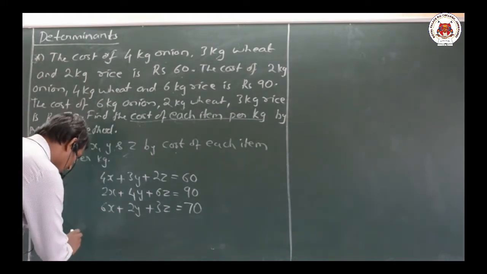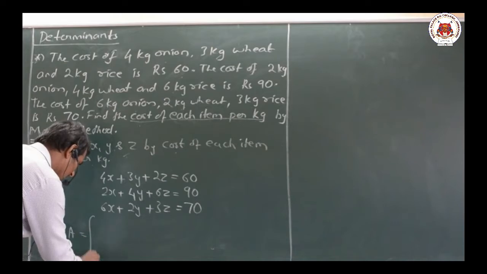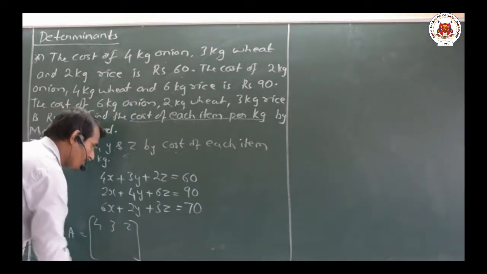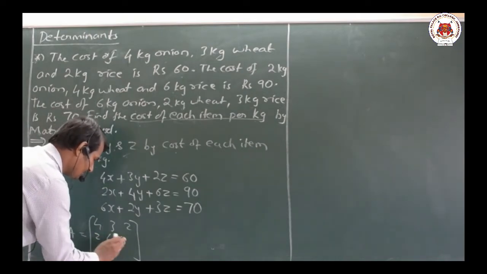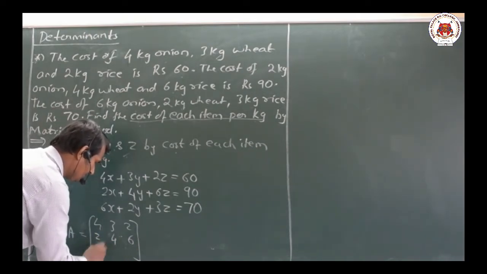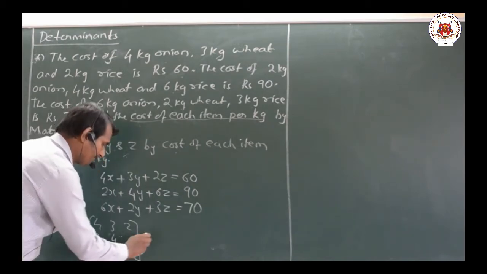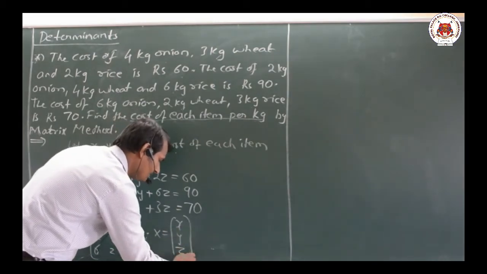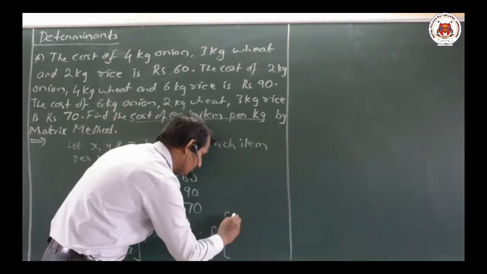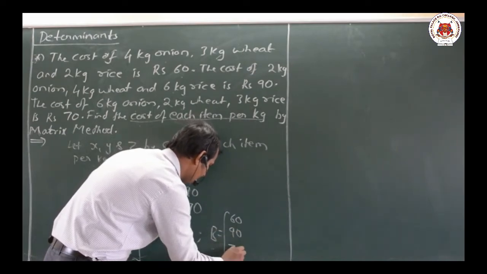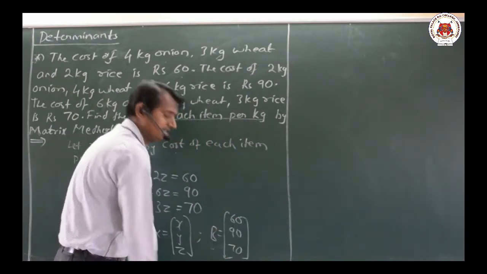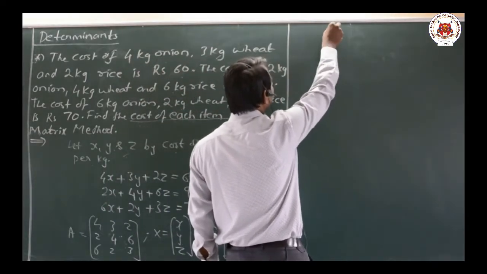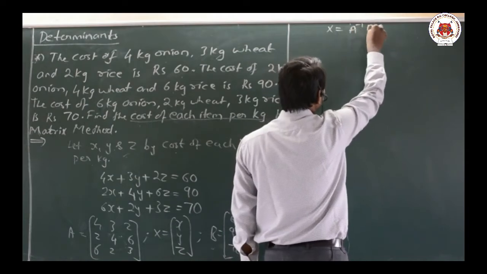So here we shall write the equations. The given system of equations can be written as AX equal to B, where A is the matrix 4 3 2, next 2 4 6, next 6 2 3, X equal to x y z, and at last the matrix B equal to 60 90 and 70. We know that X equal to A inverse into B.